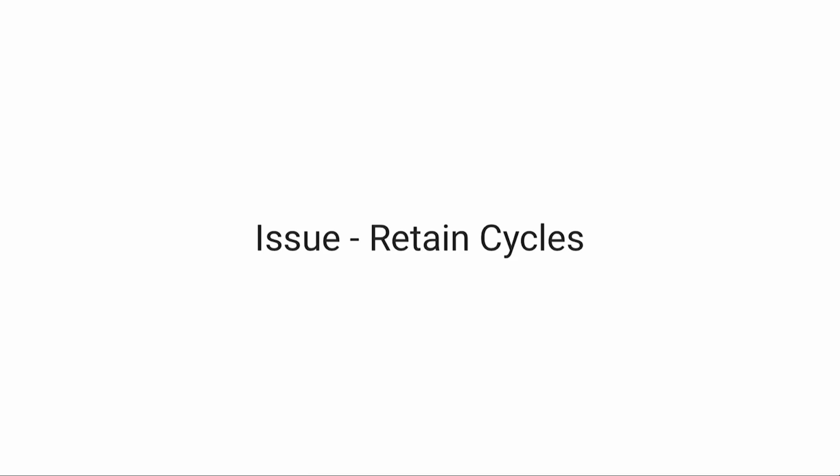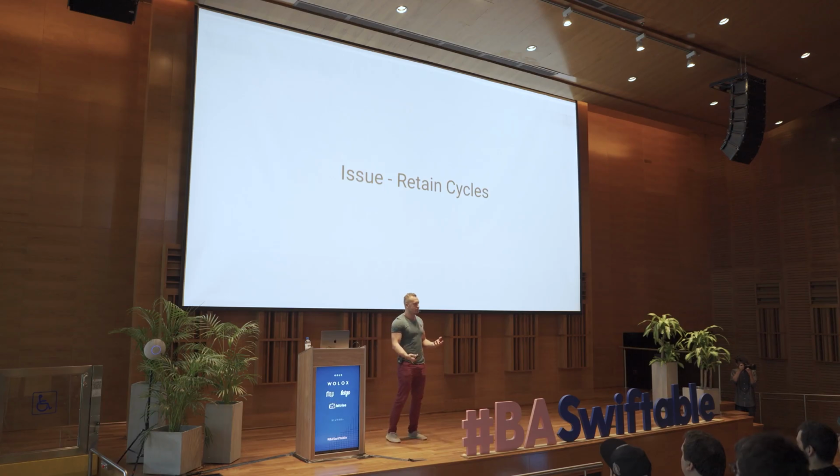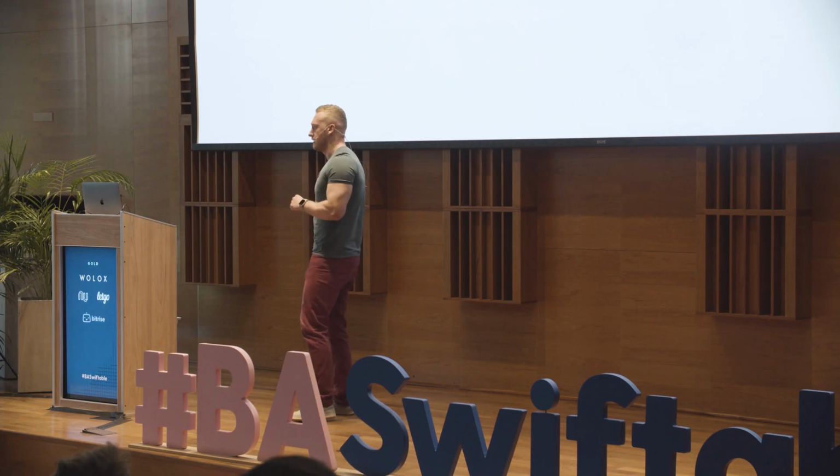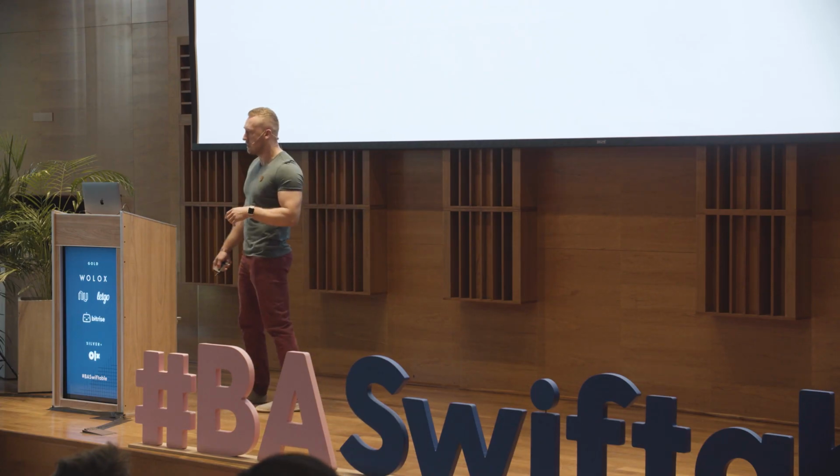So let's look at a couple of the common issues. There was a talk about tracking retain cycles, and this is very common in our development, especially as we use more and more closures in our apps. It's really easy to create a retain cycle and not realize it. So everyone here had to deal with that, I'm sure, so I'm not going to even ask. So Apple gives us Xcode memory graph debugger and leaks instrument. They also give us static analysis, but it doesn't find that many issues regarding that.